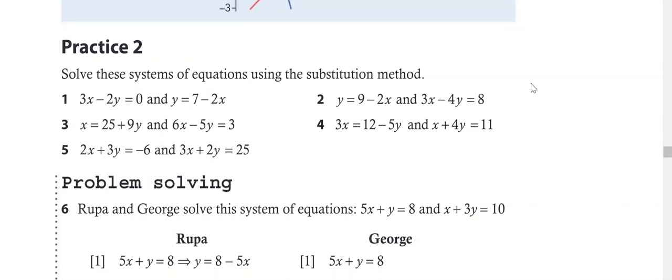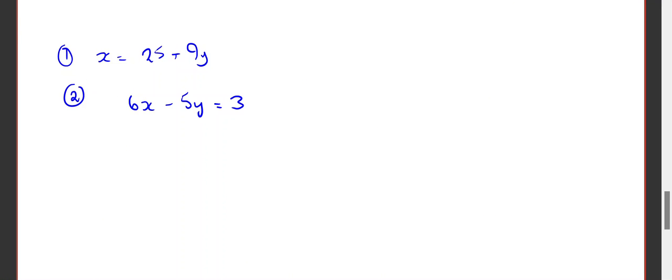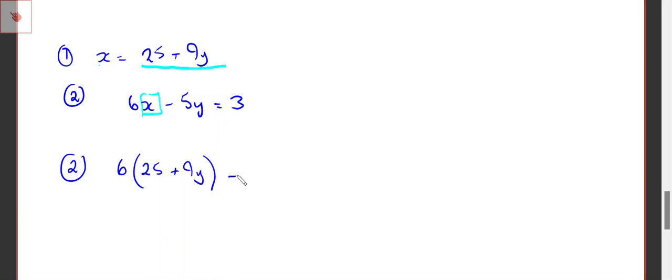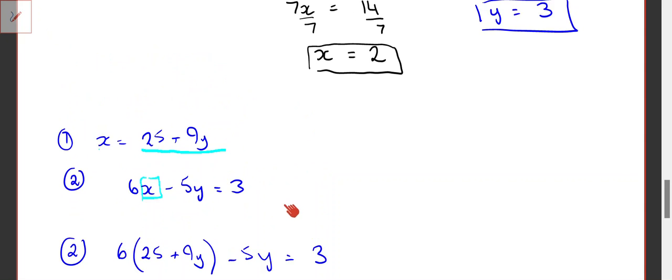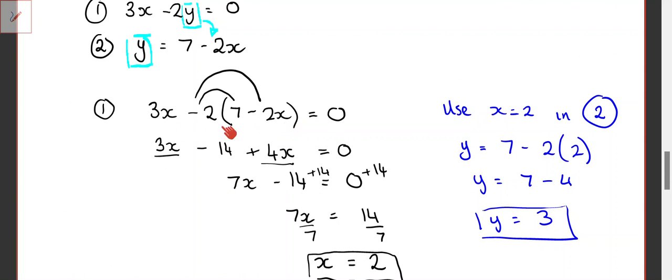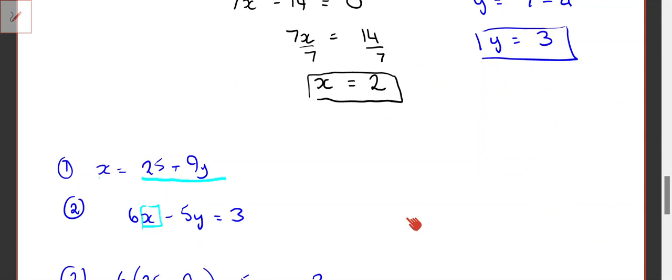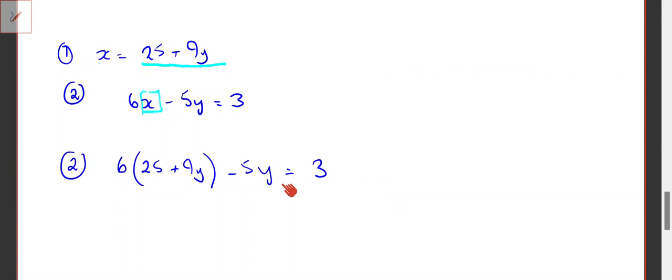4. So in this one, it's x equals, so I can replace any x with that. So number 2 is now 6 times 25 plus 9y minus 5y. Only this time we solve for x first because we replaced the y. But this time we're going to get the y first, because we replace the x. No difference. We've got to find them both. It doesn't matter which one you do.